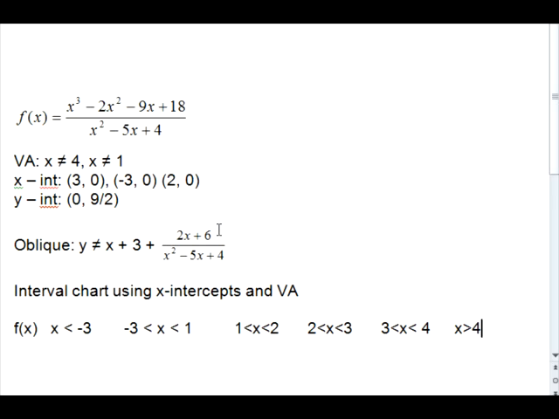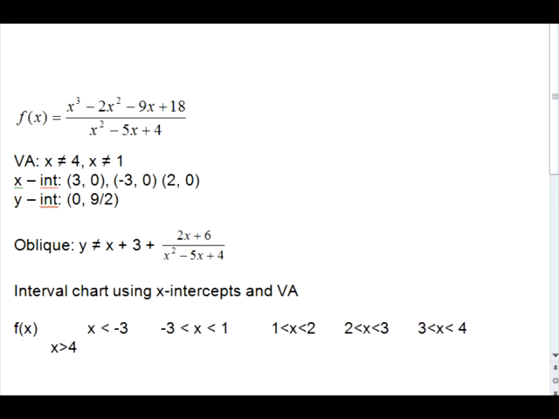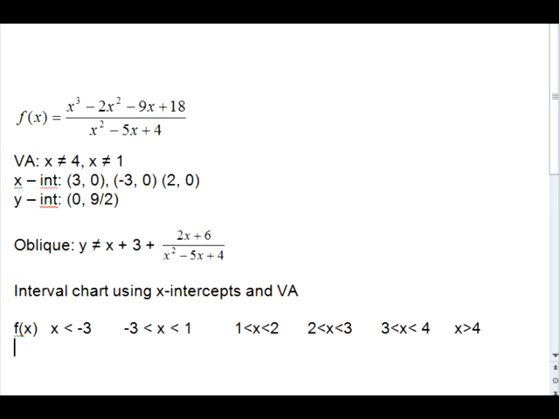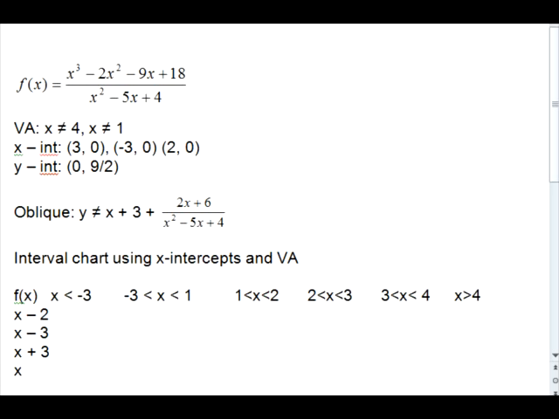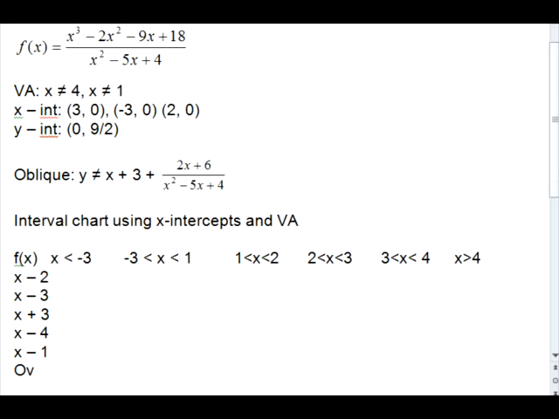Okay, so then for the f of x column, I'm going to put in here everything that I know. So all my factors for the numerator were x minus 2, x plus 2, sorry, x minus 3, x plus 3, and my denominator should be x minus 4 and x minus 1 overall and test point. For the first entry, my test point is going to be -5, here is going to be 0, here is going to be 1.5, here's going to be 2.5, here's going to be 3.5, and there's going to be 100.